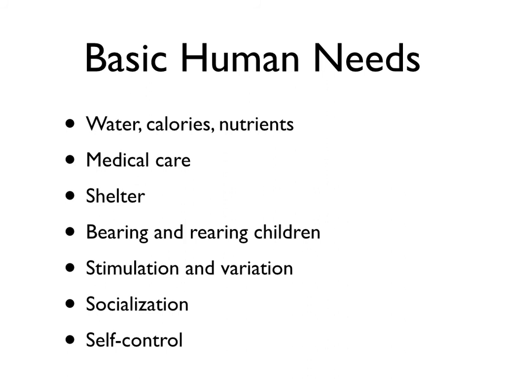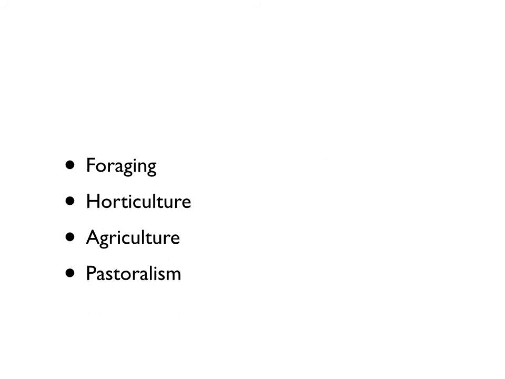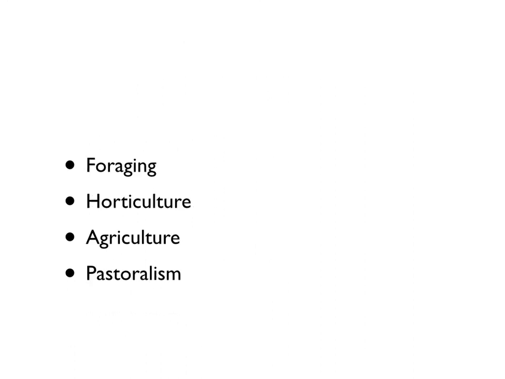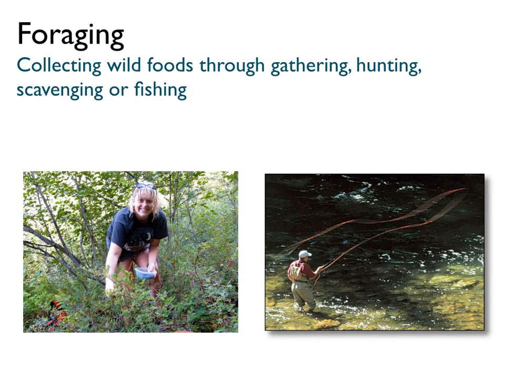And we're going to talk about 4 overarching themes when it comes to subsistence. And it's important to understand each of these themes so that when we are talking about some of these other human needs or human behaviors, we can get a picture of how different subsistence methods can structure how people meet these needs. So we'll talk about each of these in detail. So let's start with foraging.